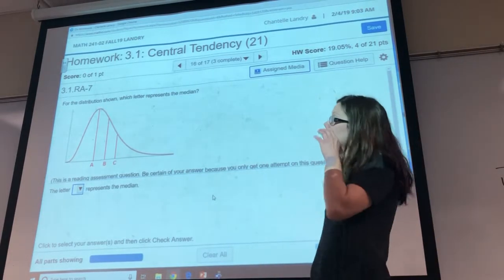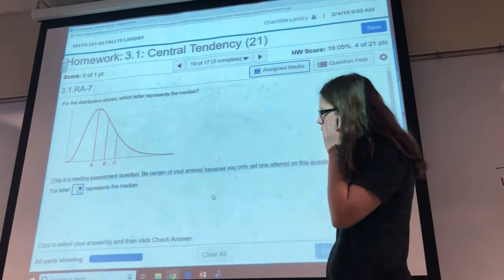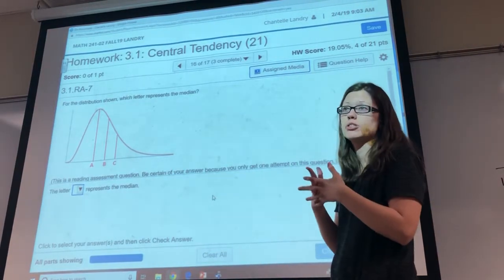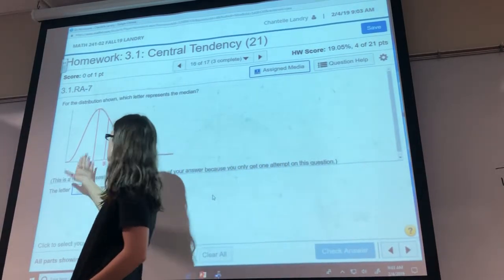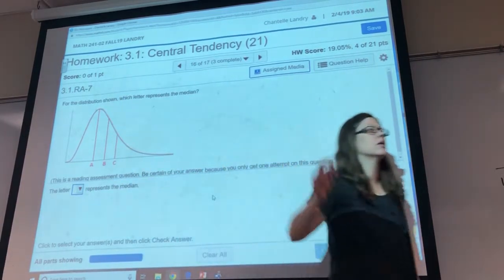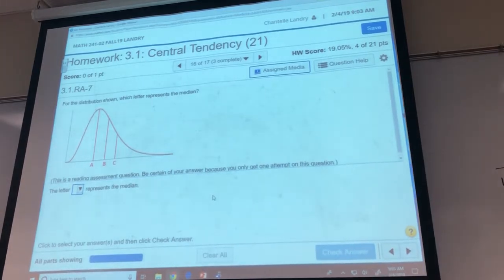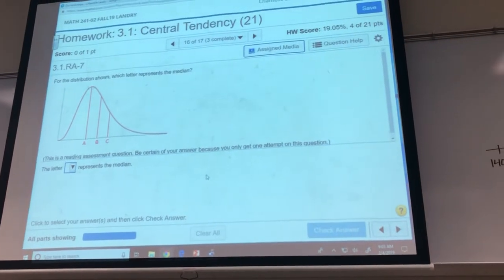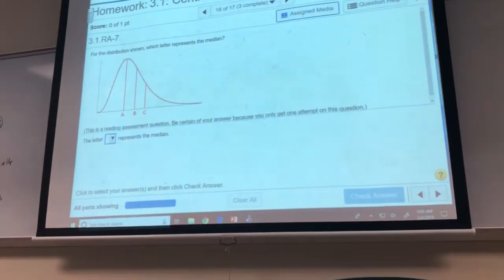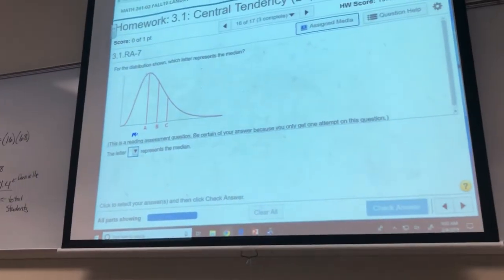Okay, so we've got 3 different things. We've got the mean, the median, and the mode. The mode is which one happens most often. That's where our peak is. So here at the peak, you've got A. That's your mode, because that's the highest point. So this one, you automatically know that's going to be your mode. Let me make this a little smaller. So A is going to be your mode.